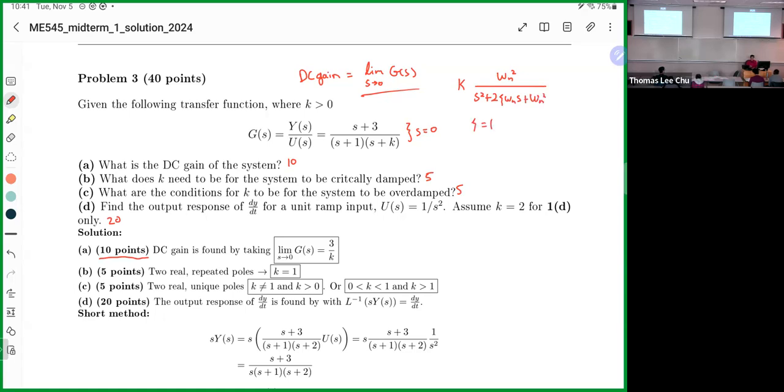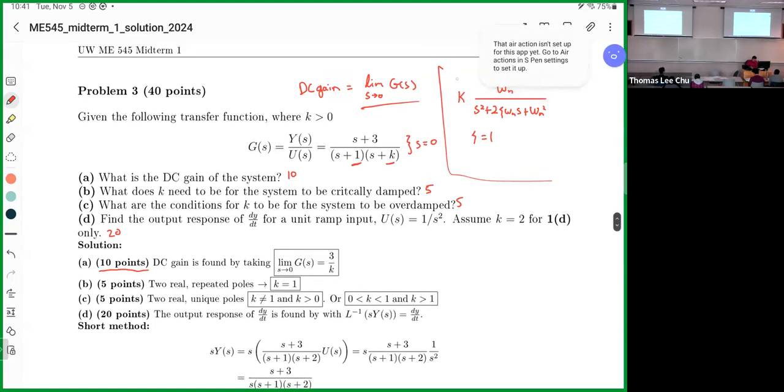But the definition of a critically damped system is two real repeated poles. And I give you the first pole, which is -1. So you just have to set k equal to -1 again, and you get two real repeated poles. You don't have to go through this step here. This is unnecessary. This is extra work.